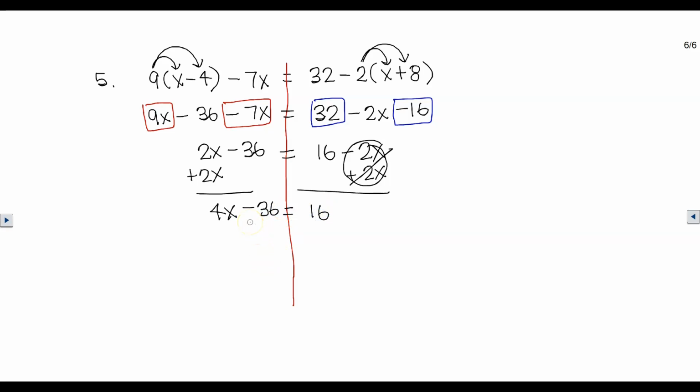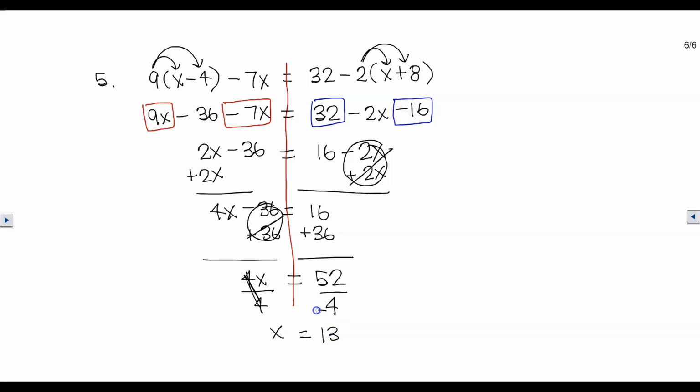All right, now we're down to those last two steps. So on step 4, undo add or subtract. We see subtracting 36, so we will add 36 on both sides. So we get 4x is equal to 16 plus 36, which is 52. And then the last step, undo multiply or divide, we see that x is being multiplied by 4. So we divide each side by 4. And we get that x is equal to 13.